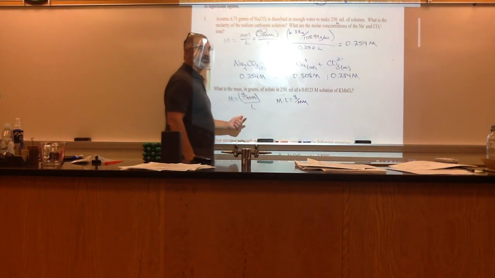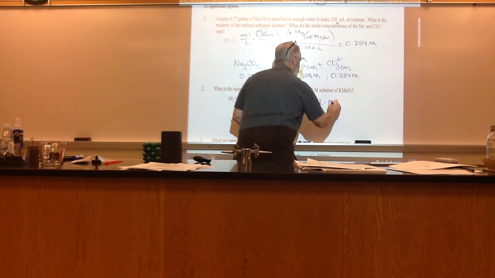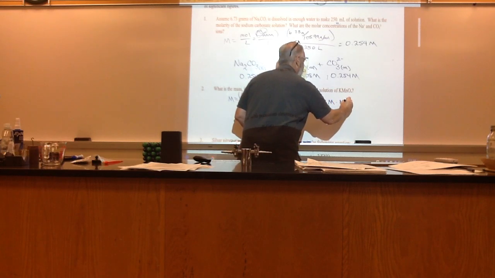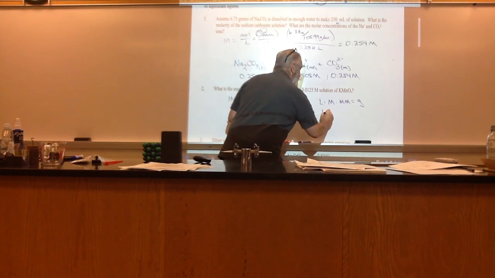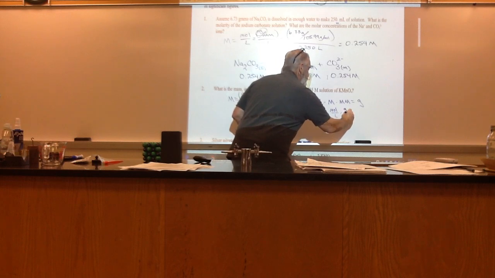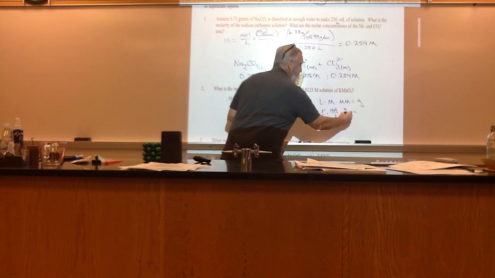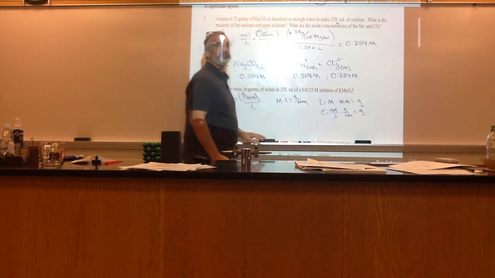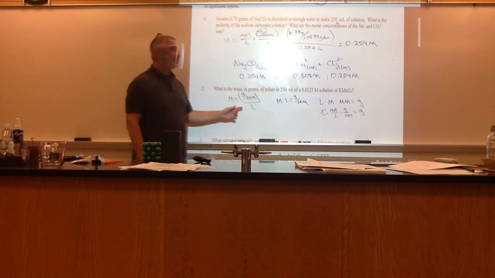So then we multiply both sides by molar mass, so we end up getting liters times molarity times molar mass is equal to grams. Because this is going to be liters times moles per liter times grams over moles. So notice liters cancel, moles cancel, leaves you with grams. Okay? So, simple algebra, just rearranging, solving for G.